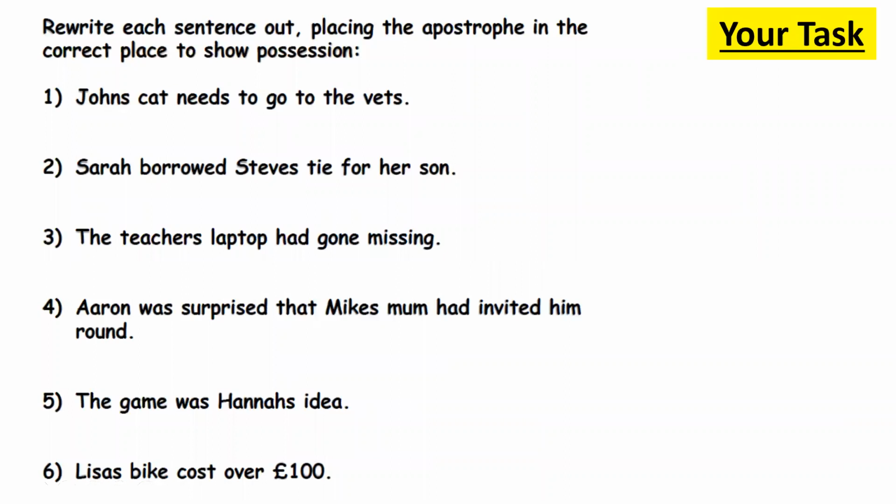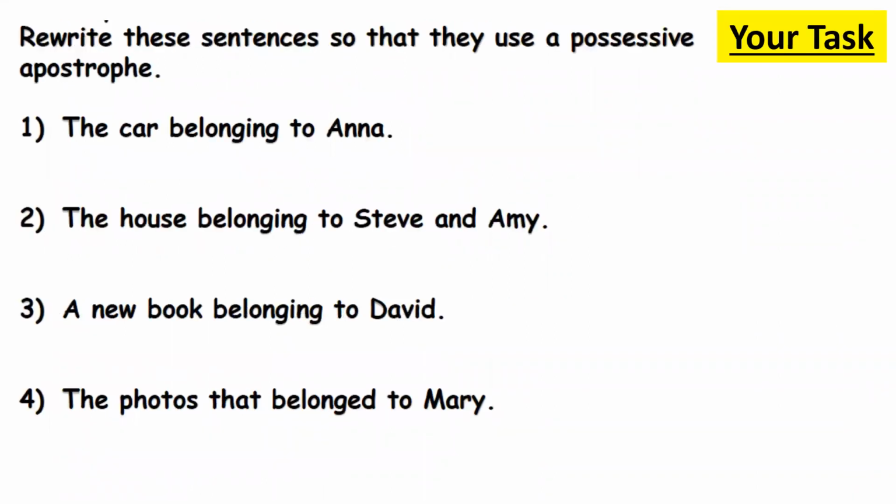Your first task is to rewrite each sentence, placing the apostrophe in the correct place to show possession. So read the sentence and just add in where the apostrophe should go. The second task, rewrite these sentences so that they use a possessive apostrophe, very similar to what we've just been doing. So the car belonging to Anna, what is the noun and what is the thing that belongs to that noun? Remember to use correct capital letters here and full stops.